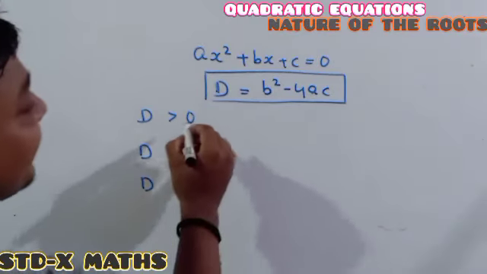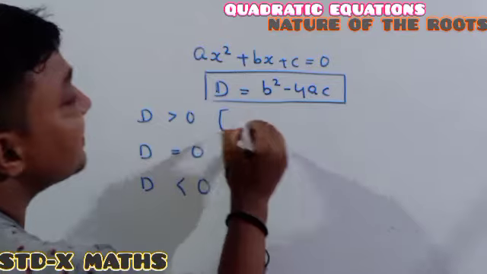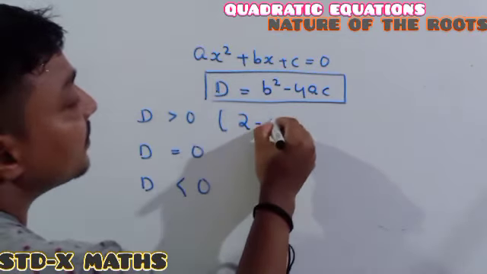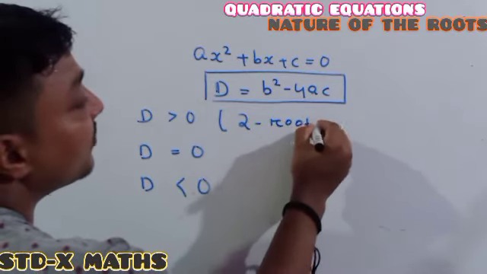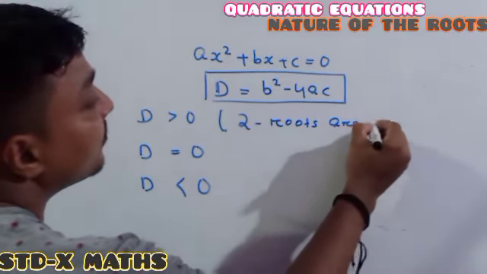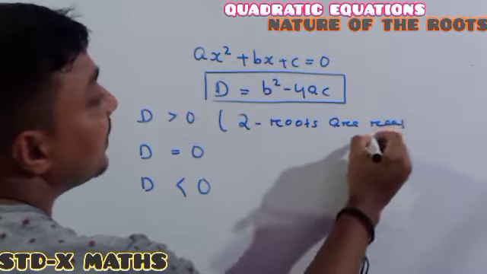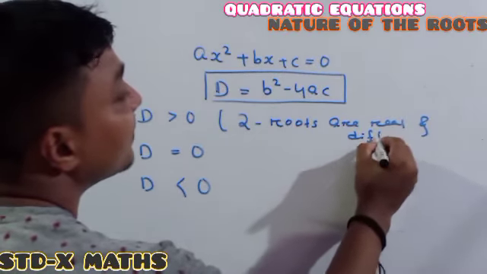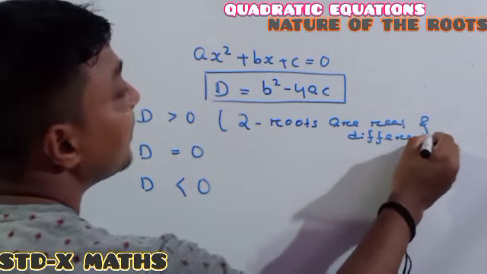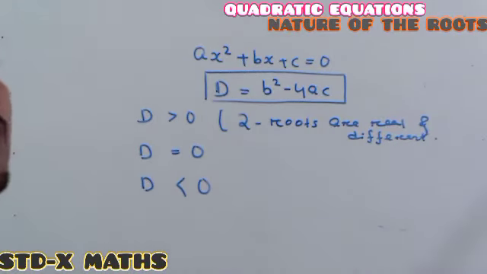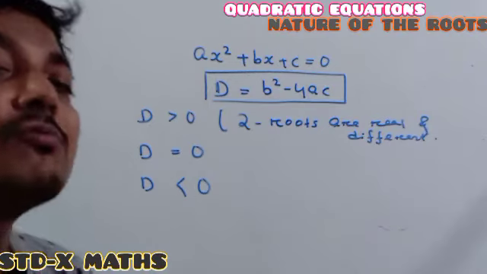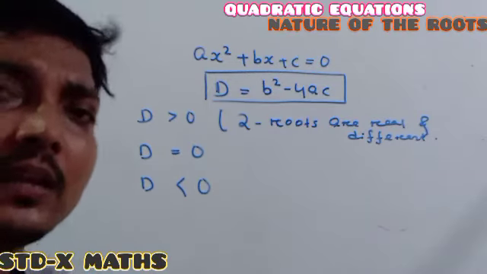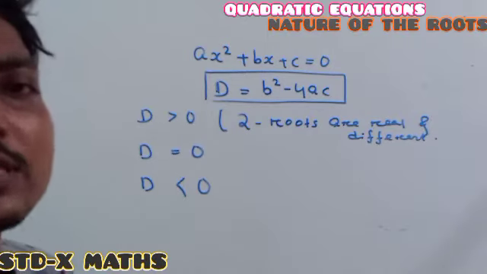Listen, whenever you get a D value greater than 0, it means the two roots are real and different. It means whatever roots you obtain, both roots are real, but they are different, just like 2 and 3, or 3 and 4, or 4 and 5.